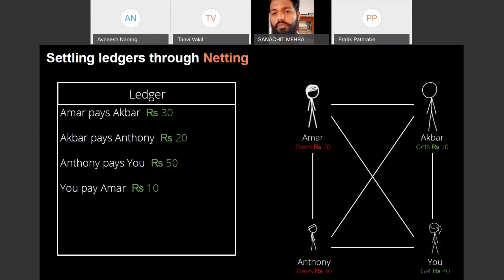So I am going to take a sample scenario of 4 friends. We are in India, so obviously it's not Alice, Bob, Charlie. It has to be Amar, Akbar, Anthony. And then there's you. So these are 4 friends who decide to set up their own public ledger.